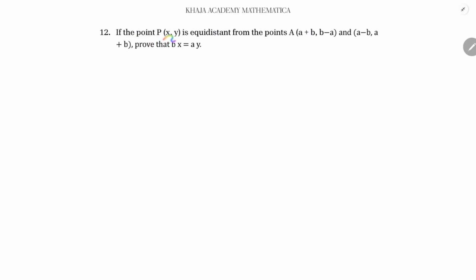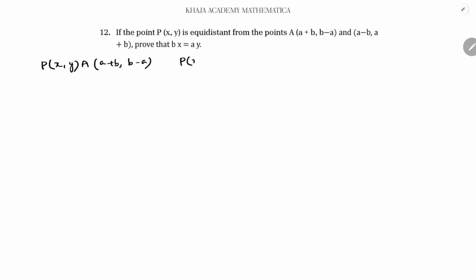If the point P(x, y) is equidistant from the points (a + b, b − a) and (a − b, a + b), prove that bx = ay. So here the point P(x, y) is equidistant from A. A is (a + b, b − a).